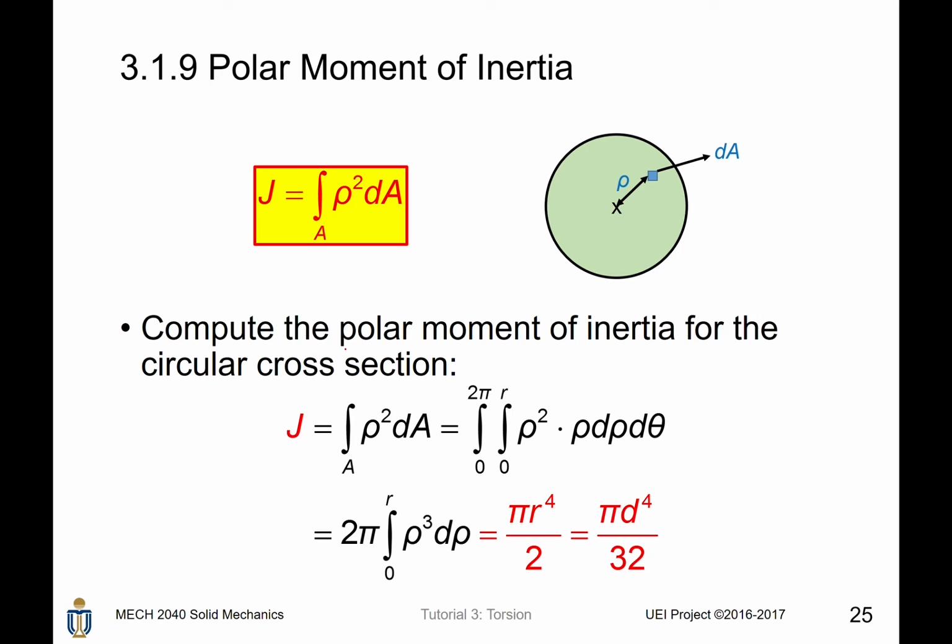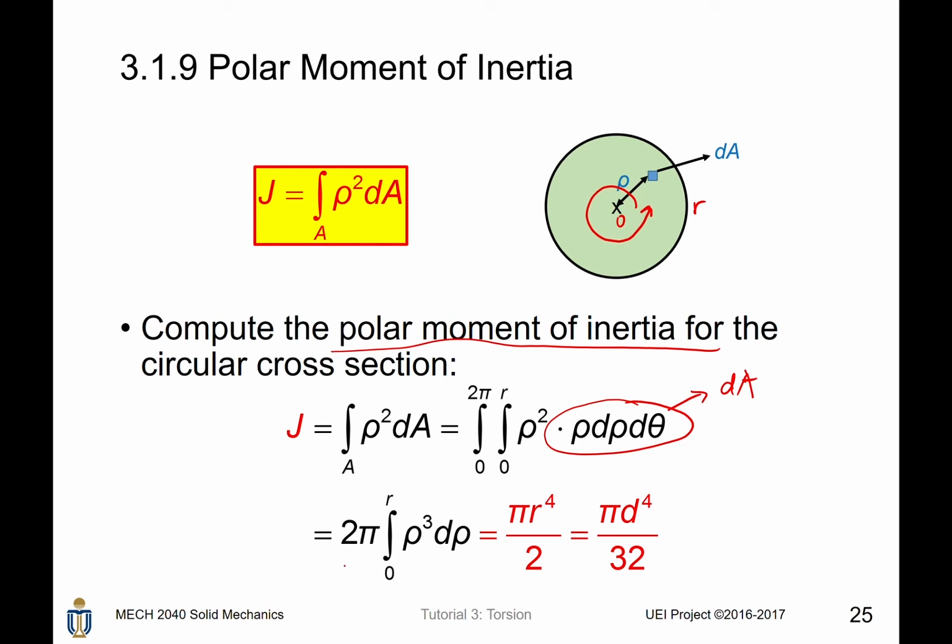Then we can compute the polar moment of inertia of a circular cross-section. J equals the integral of rho squared dA, which equals rho squared times rho d rho d theta. So this one is just simply dA. And we also consider the lower and upper limits of rho and theta. For rho, its range is from 0 to r, while for theta, it is from 0 to 2 pi. Therefore, the lower and upper limits of rho are 0 and r respectively, and that of theta is from 0 to 2 pi.